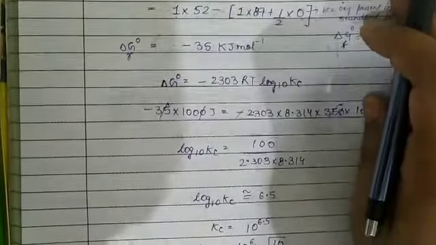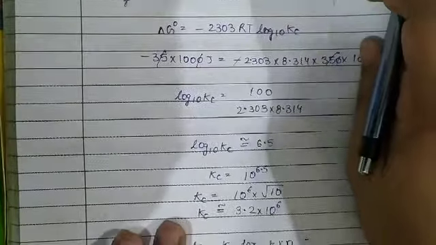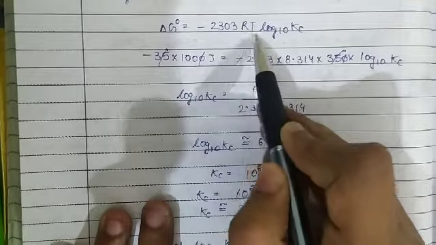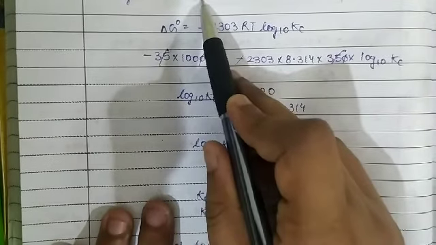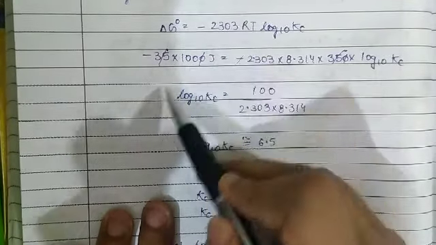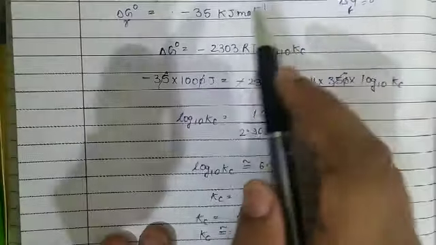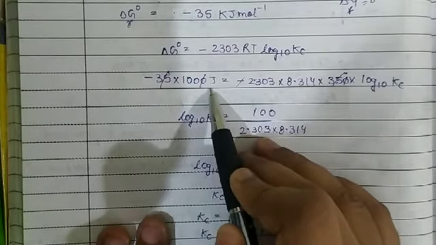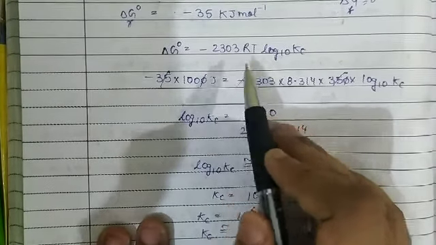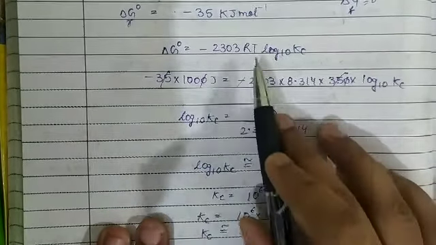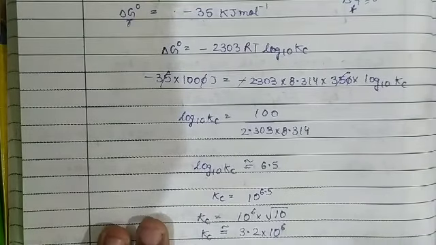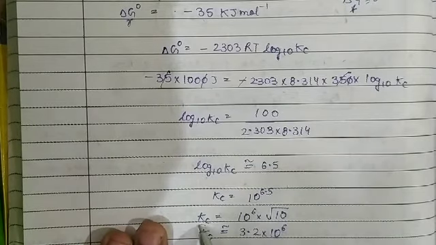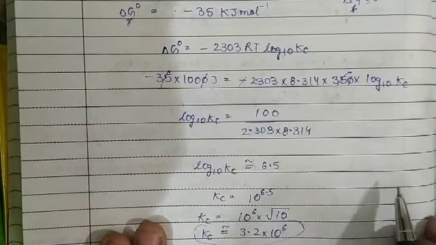Now apply. Delta G naught is equal to minus 2.303 RT into log Kc. The value of delta G naught we have to change into joule, so minus 35 kilojoule changed into joule is minus 35 into 1000, equal to minus 2.303. The value of R is 8.314 and the temperature is 350 Kelvin, given, and log Kc. Then find the value of log Kc. So the value of Kc will be equal to 3.2 into 10 to the power 6.